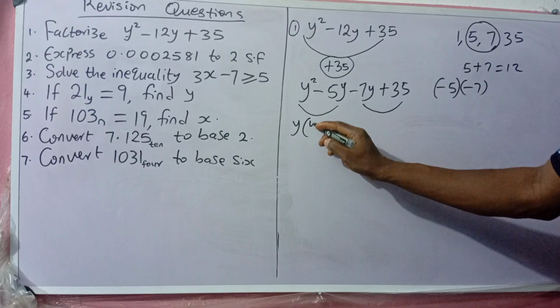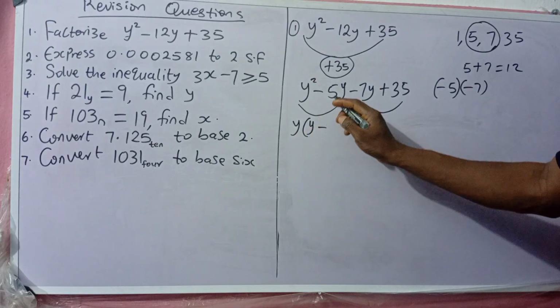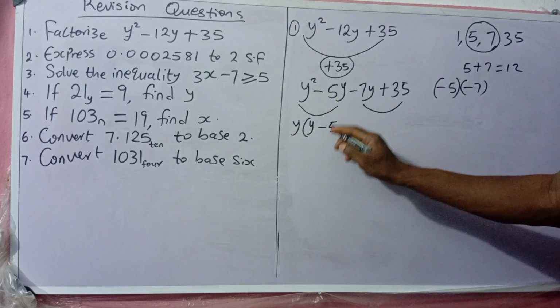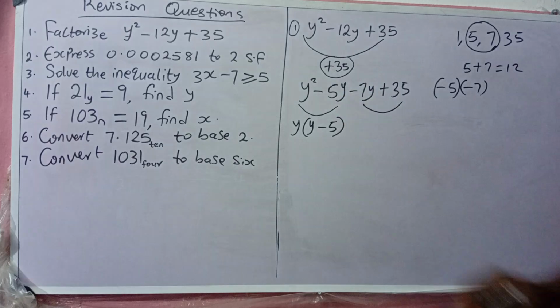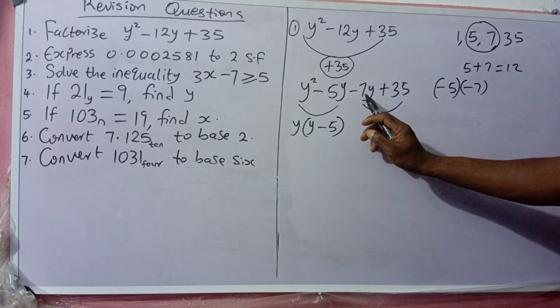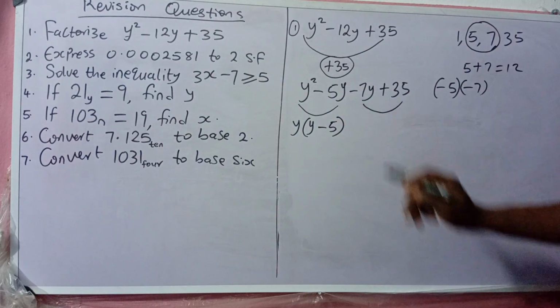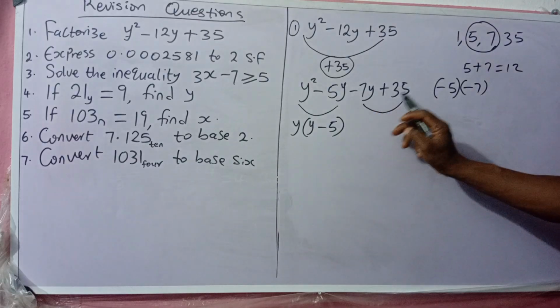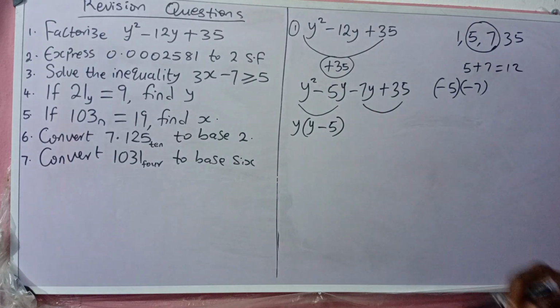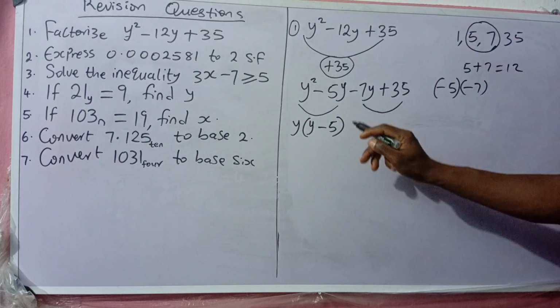Y divided by y squared will give us y, and y divided by 5y will give us 5. So we just factorize the first two pair. What is the common factor between 7y and 35? Of course, the common factor is 7, because 7 can go into 35. So you make use of the first sign.